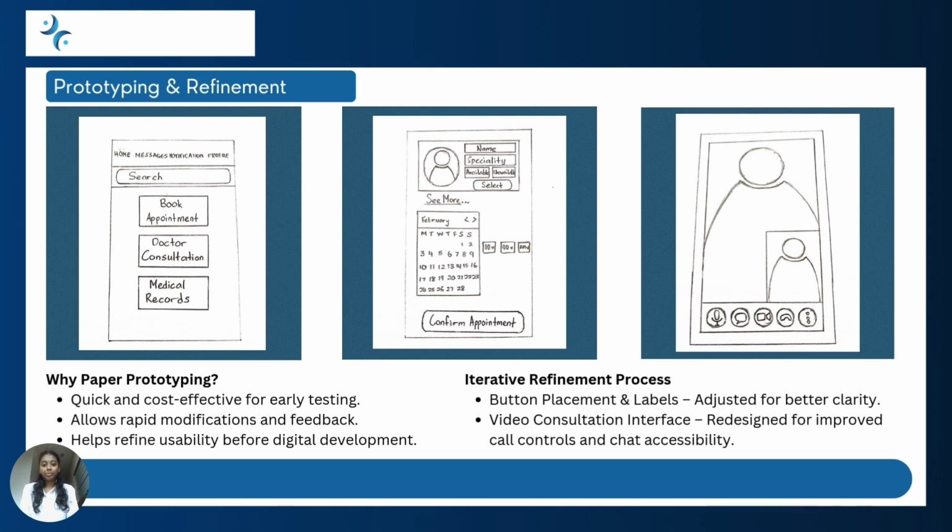Prototyping and refinement. To bring our ideas to life, we created low fidelity paper sketches before digital prototyping. Why paper prototyping? It is quick, effective, and allows rapid modifications. It also helps us to test ideas early and refine usability before development.